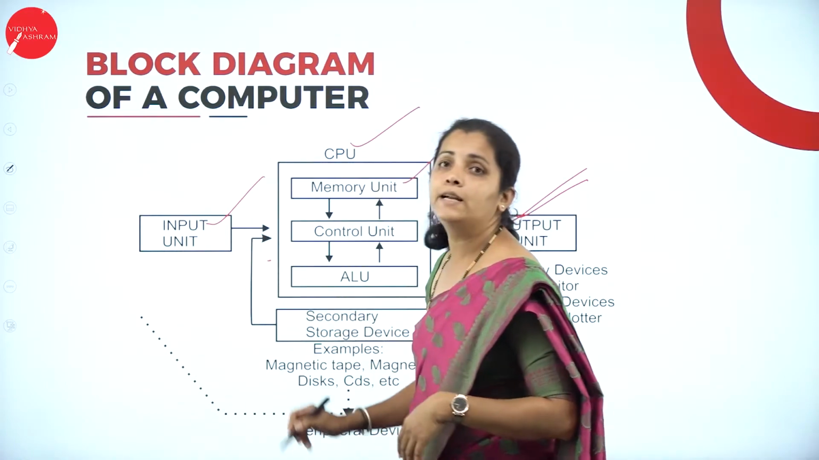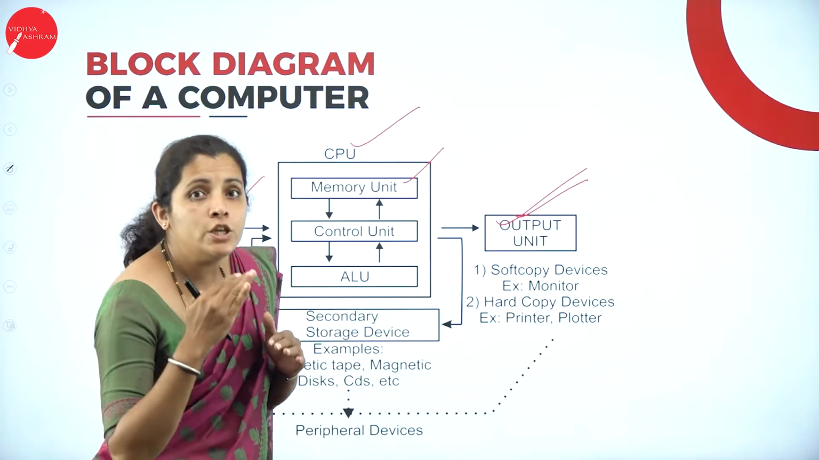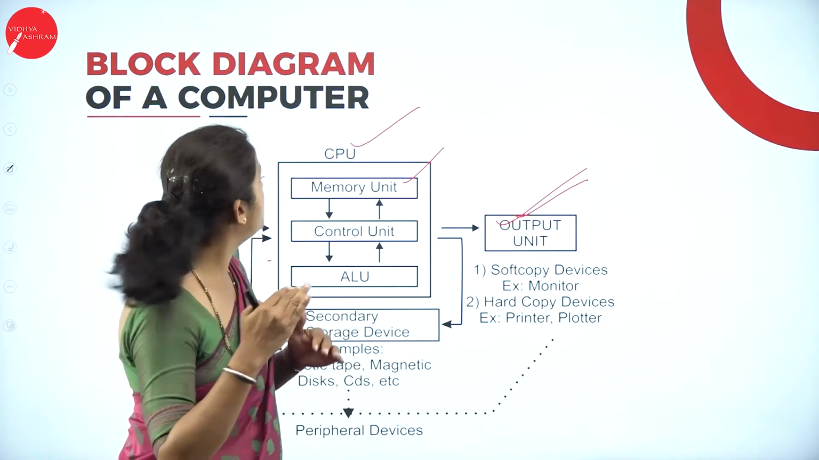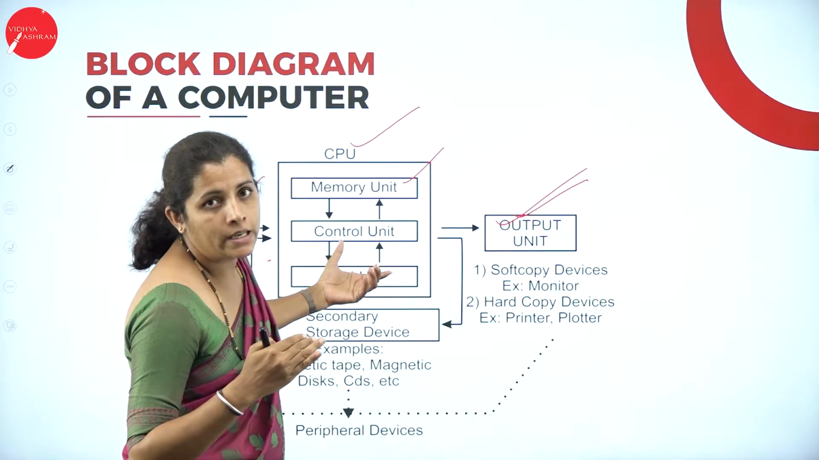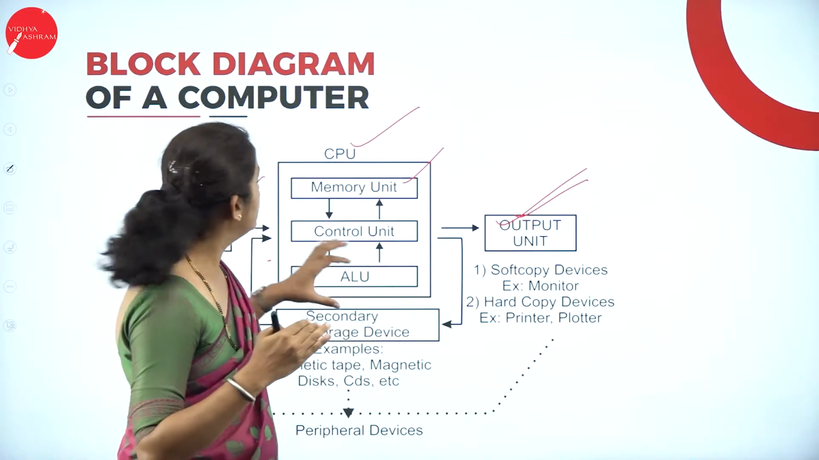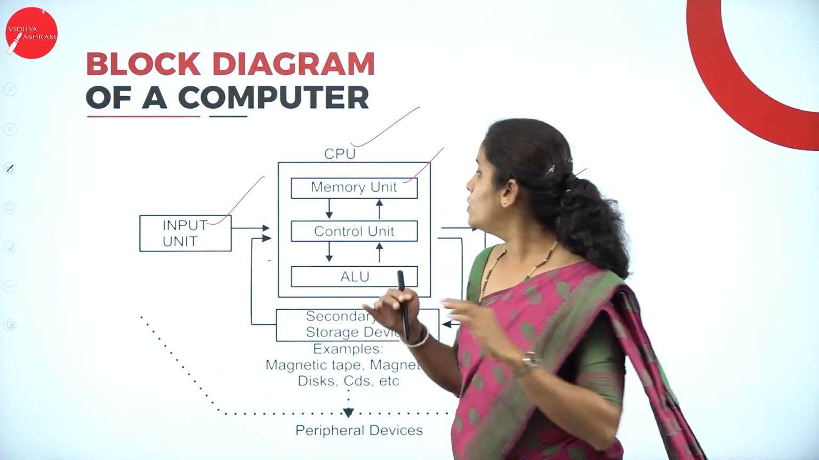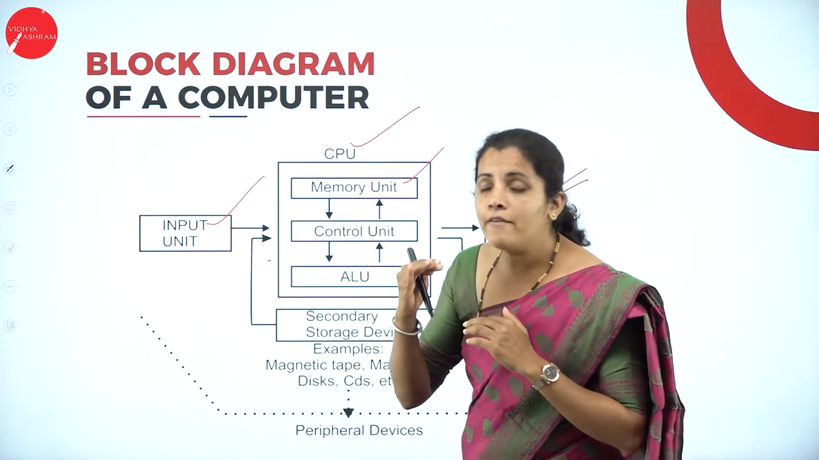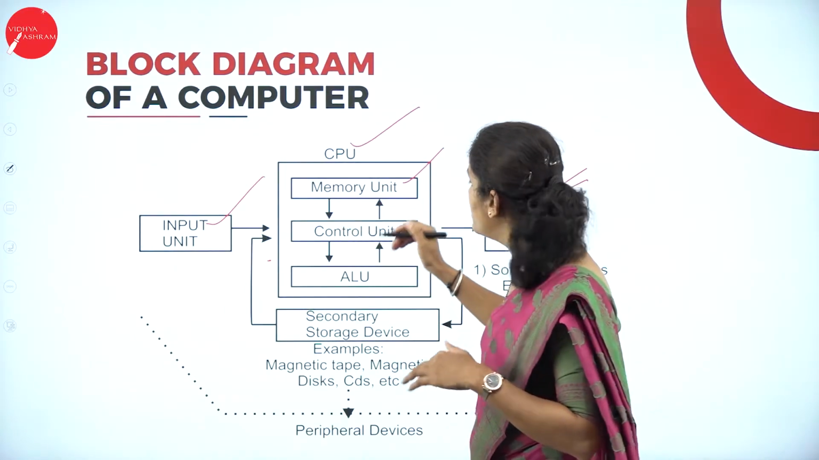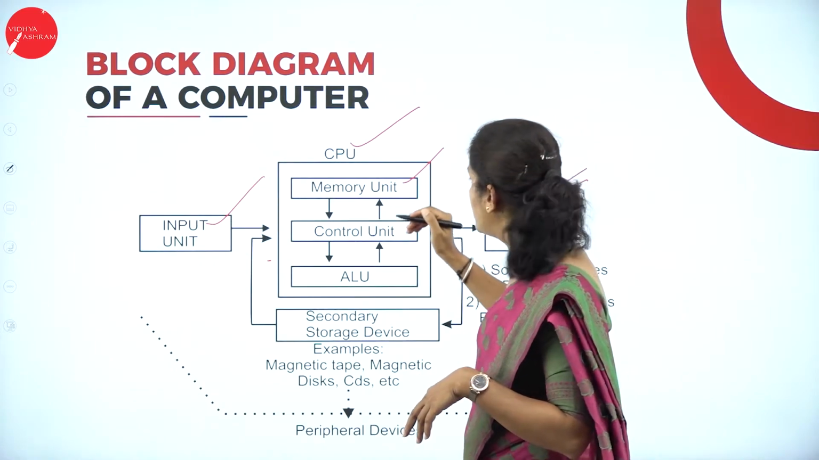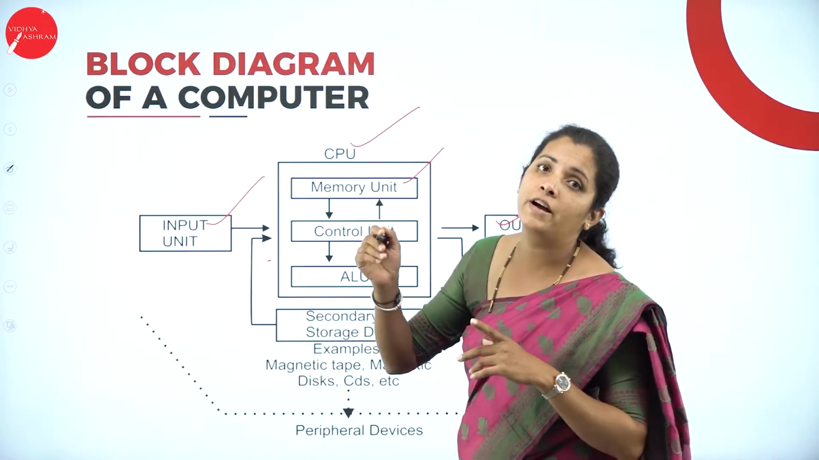And dear students, please remember that the input is given from input devices like keyboard to CPU, and that is indicated by a solid arrow. Now, the received input is processed by the control unit as well as the arithmetic and logic unit. This comes under CPU. The data travels from memory to control unit to ALU, from ALU to control unit, and from control unit to memory. So it is a circular fashion.